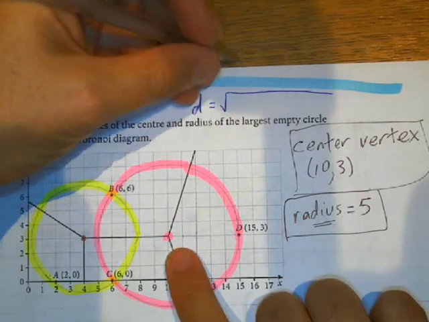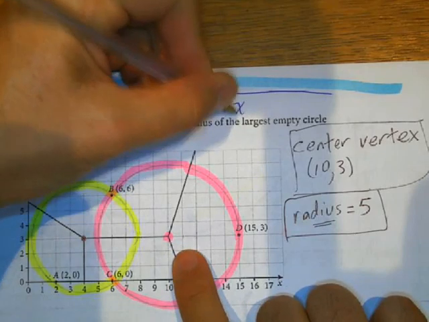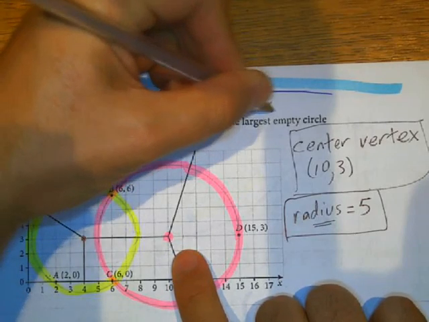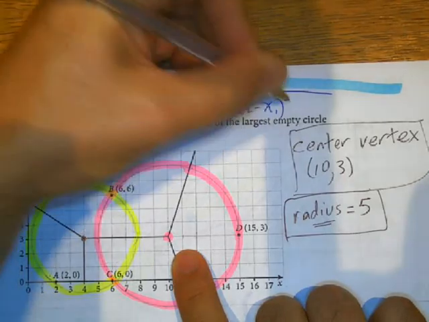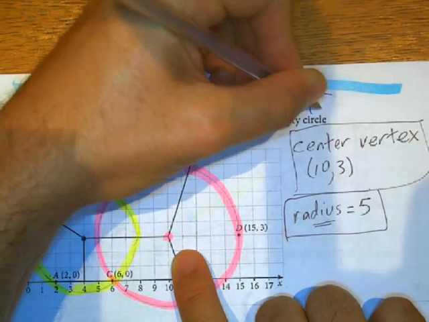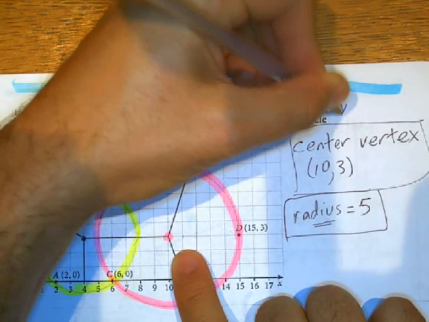So how do we do distance formula? It's the difference of the x values squared plus the difference of the y values squared.